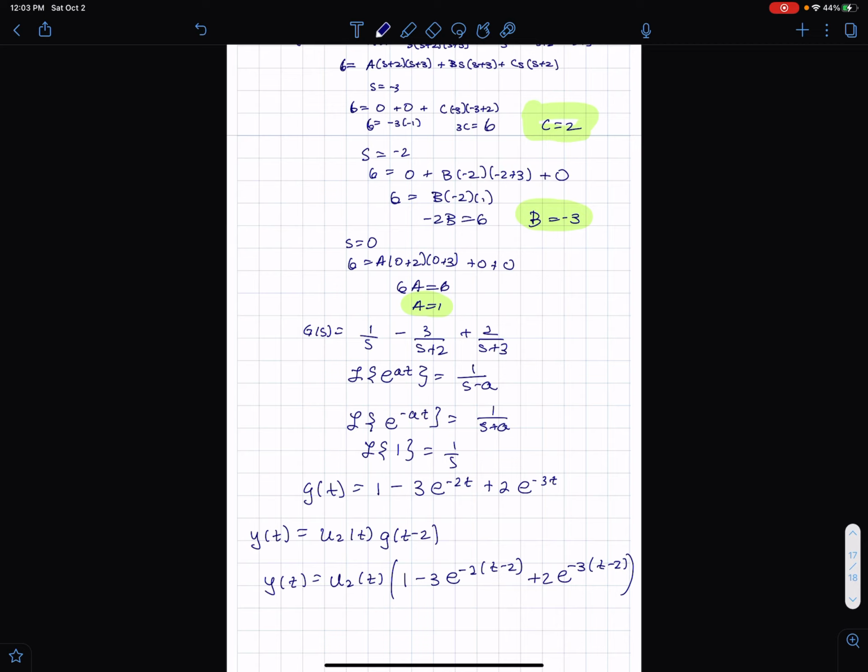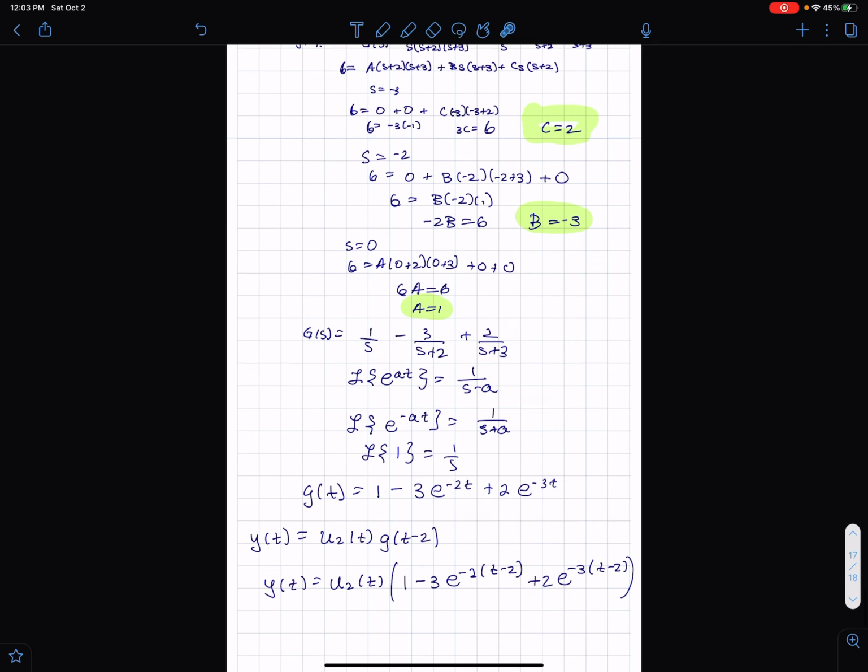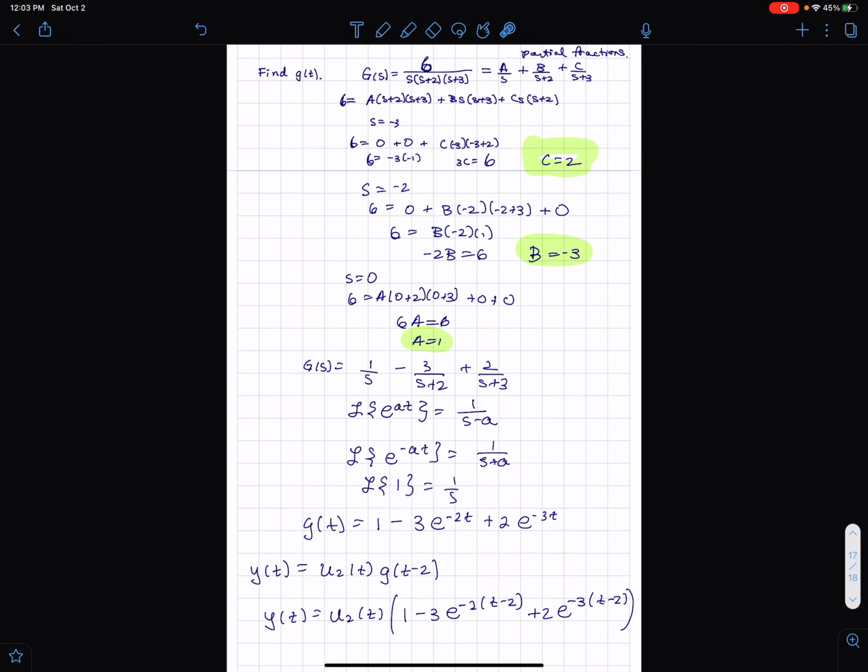Anyway, it's hard to check the answer. It satisfies the initial conditions y of 0 and y prime of 0 equal 0, because this function is equal to 0 all the way up to 2. But taking the derivative is something we haven't talked about yet. So anyway, okay, we'll stop there.